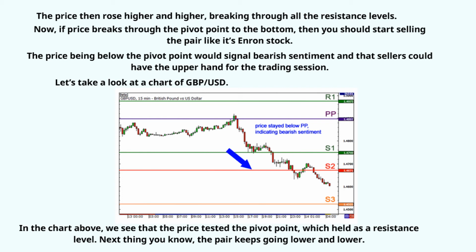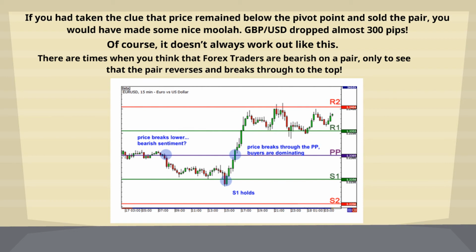Let's take a look at a chart of GBP USD. In the chart above, we see that the price tested the pivot point, which held as a resistance level. Next thing you know, the pair keeps going lower and lower. If you had taken the clue that price remained below the pivot point and sold the pair, you would have made some nice moolah. Pound sterling to US dollar dropped almost 300 pips.